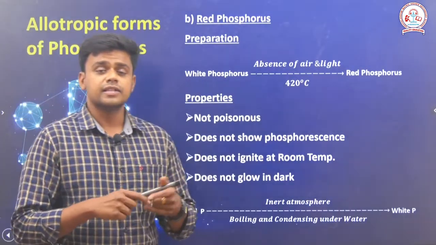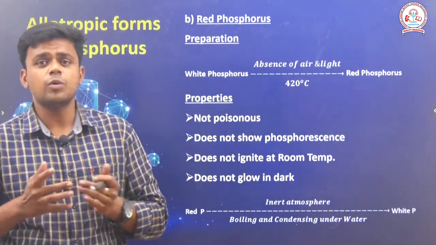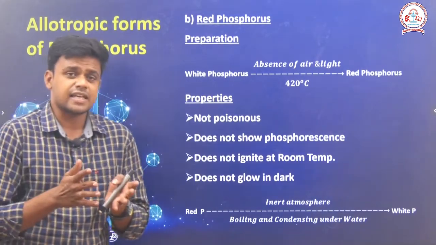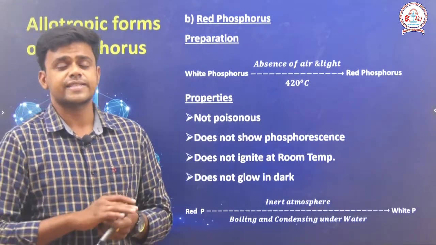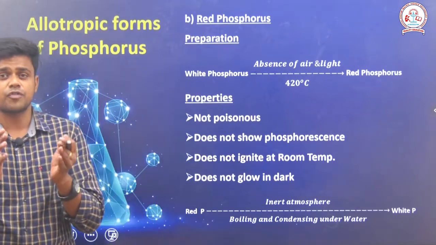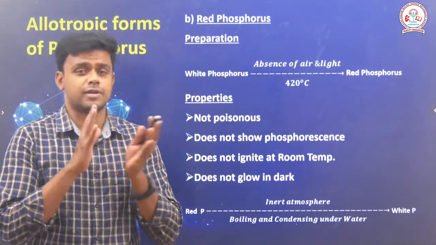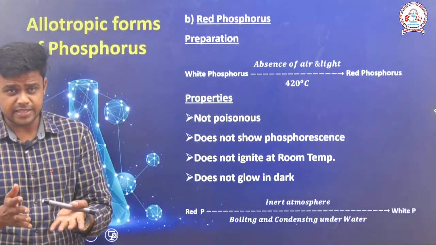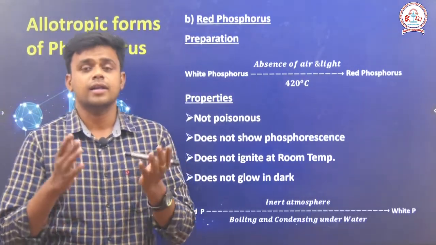Next one. The next allotrope is red phosphorus. How do we get the red phosphorus? Very easy. When the white phosphorus is heated at 420 degrees Celsius, in the absence of air or light, you will be getting red phosphorus. White phosphorus turns red phosphorus at 420 degrees Celsius in the absence of air or light.